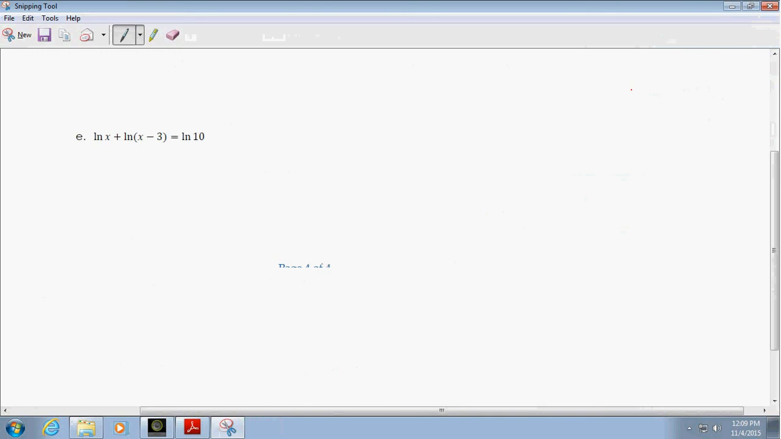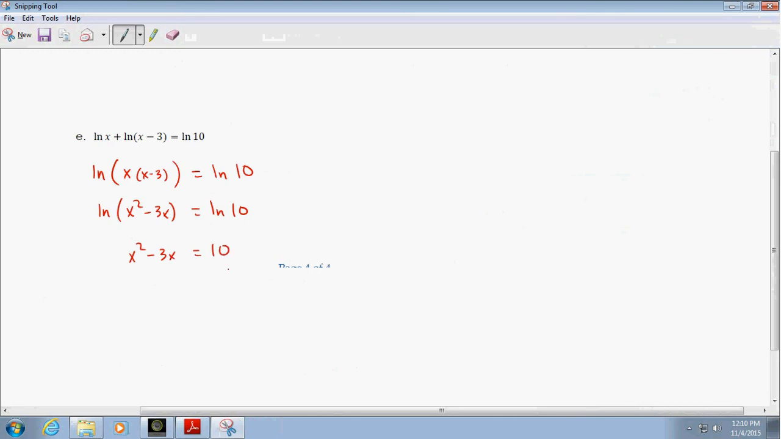So what have we got to do on the left-hand side? We want to collapse it down to one log. How do we collapse that down to one log? Right, we're going to use the product rule because it's addition. We're adding them, so we're going to use x times x minus 3. Right, so that becomes x squared minus 3x equals natural log of 10. Now we've got a log equal to a log, so we can just set the arguments equal to each other. So x squared minus 3x equals 10.